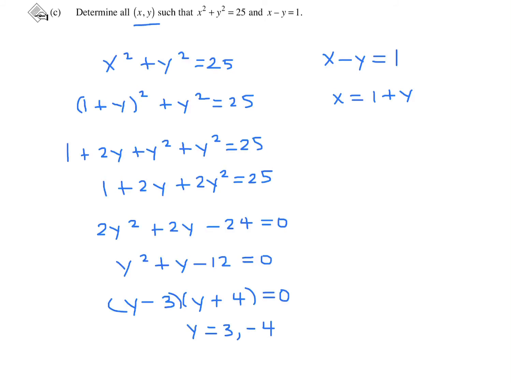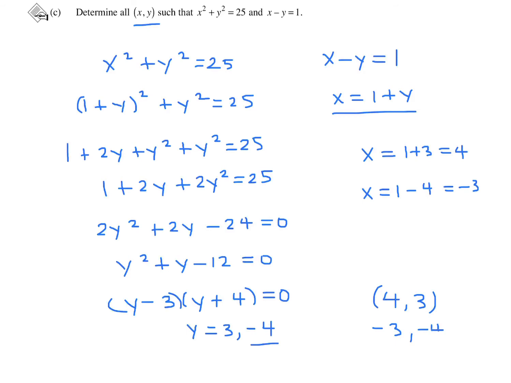And now we have to get the pairs, so we have to determine the x value, and we can easily do that using that formula. So if y is 3, x would be 1 plus 3, which is 4. So our first pair is 4, 3. And if y is negative 4, x would be 1 minus 4, which is negative 3. So our second pair is negative 3, negative 4. So these are our x, y pairs that satisfy those two equations: 4, 3 and negative 3, negative 4.